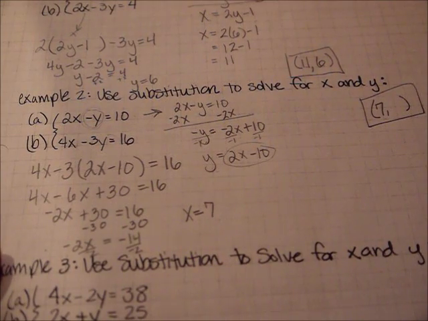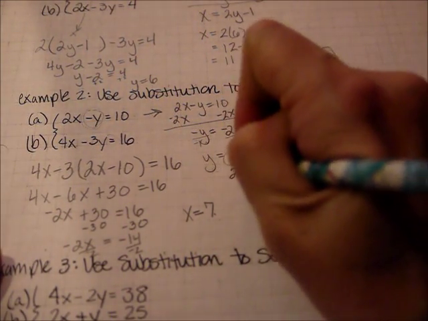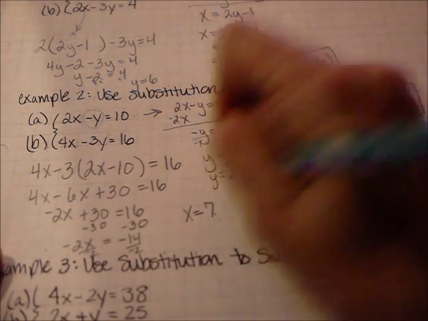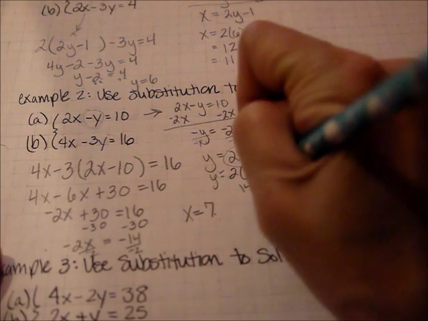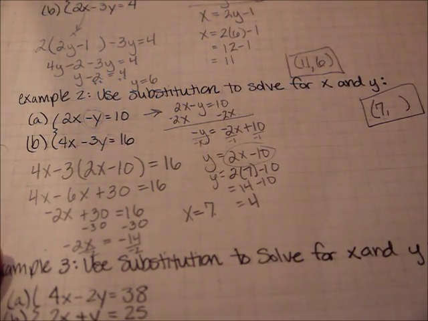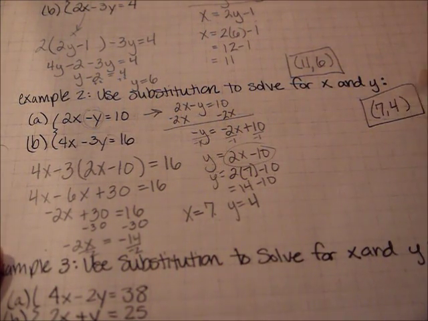Okay, so we've got part of the answer, 7. So let's plug it into up here. 2 times 7 minus 10 equals your y. So we get 14 minus 10 equals 4. Okay, so we just found what y equals 4. And I'm going to put that up there. And now we have our final answer.